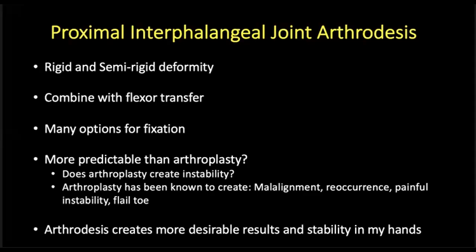PIPJ fusion works really well for rigid and semi-rigid deformities. Oftentimes, I am combining it with the flexor tendon transfer. There are many options for fixation. The question is, is this more predictable than arthroplasty? In my hands, I say it is. I've gone away from arthroplasty. There are definitely people out there that still do arthroplasty and do well with them. In my hands, I found that fusion is the way to go.